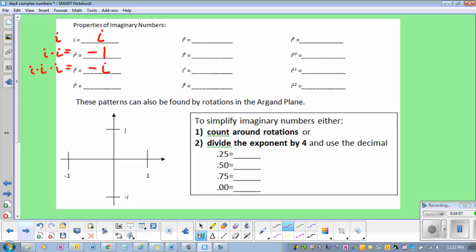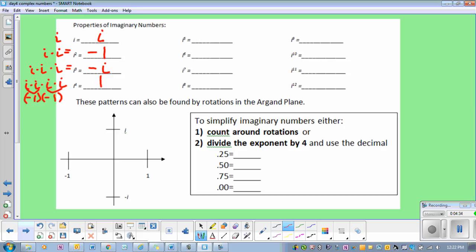Is it just going to keep going back and forth? Well, think about i to the 4th. What is i to the 4th? i times i times i times i. What's i times i? Negative 1. And this is negative 1. What's negative 1 times negative 1? It's positive 1. Okay, so weird. It's a long way.